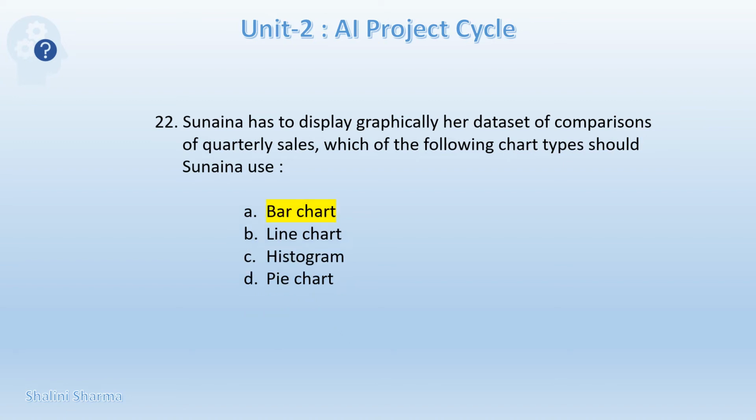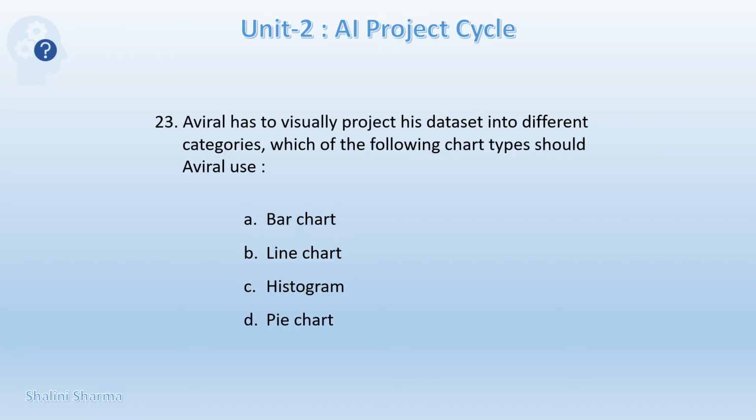And the correct answer is bar chart. Aviral has to visually project his dataset into different categories. Which of the following chart types should Aviral use? A. Bar chart, B. Line chart, C. Histogram, D. Pie chart. So Aviral has to project his dataset into different categories. Correct answer is C. Histogram. Aviral can display his dataset in different categories using a histogram.